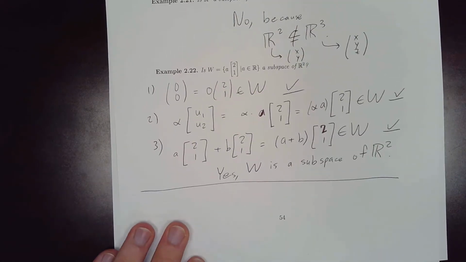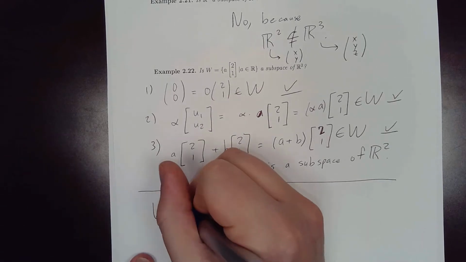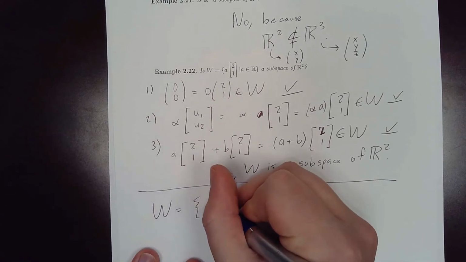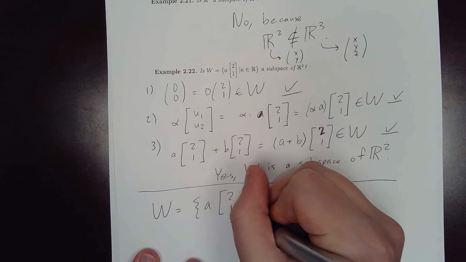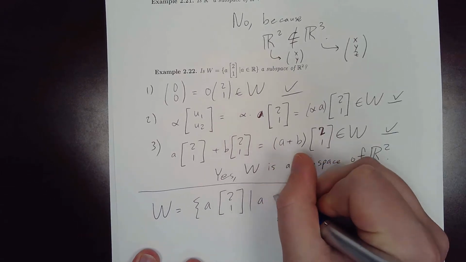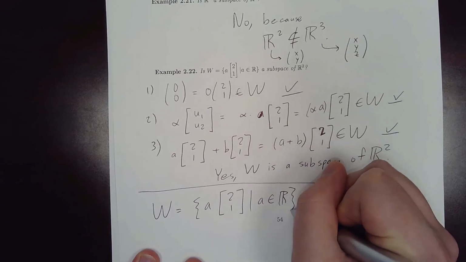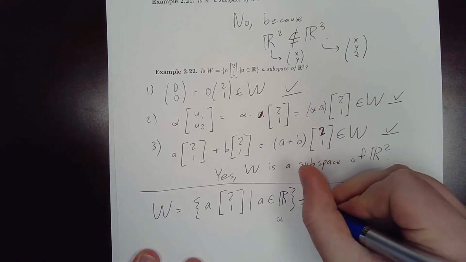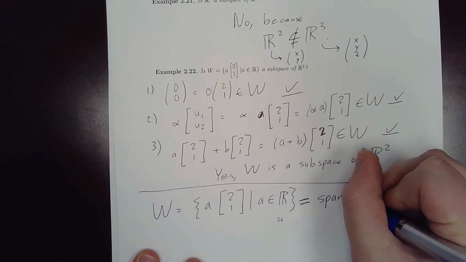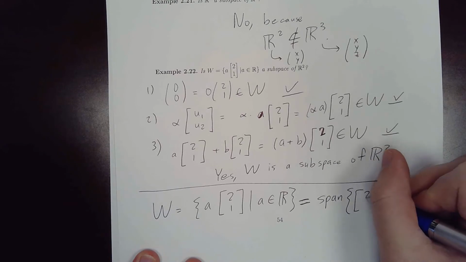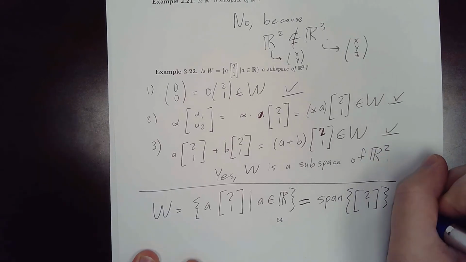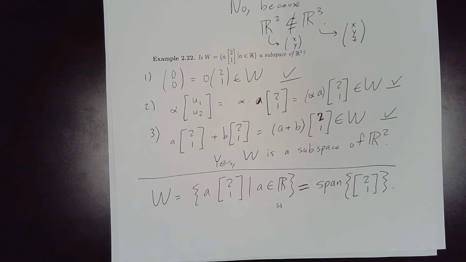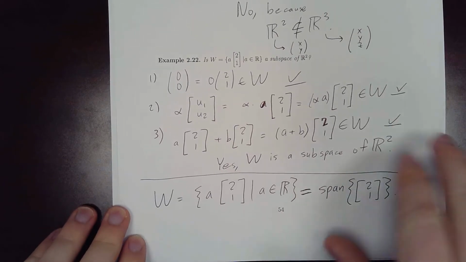So that's the hard way. The easy way is to recognize that W equals the set of all a times (2, 1) such that a is an element of the real numbers. And this is our definition for the span of (2, 1). So there's an easier way of doing that, and that's just showing that it was the span.